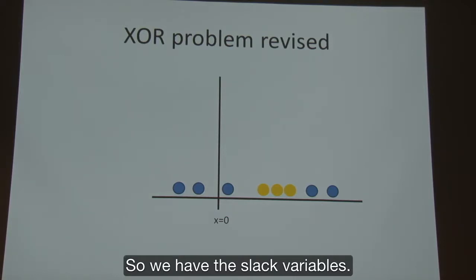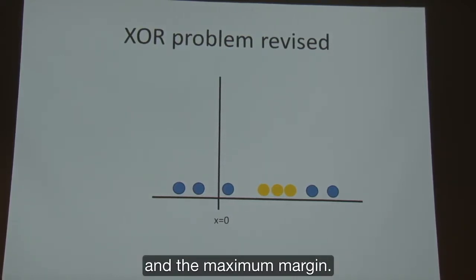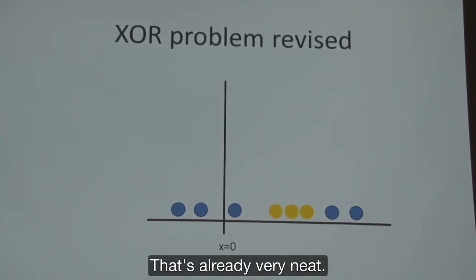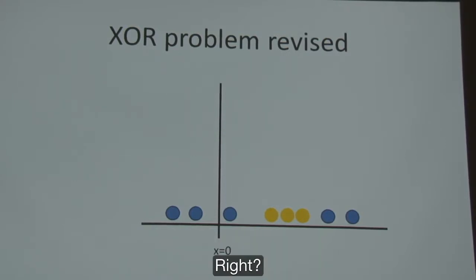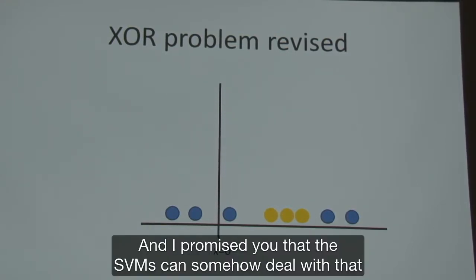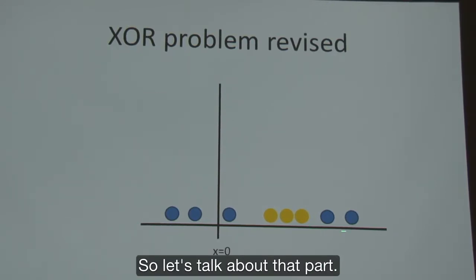So we have the slack variables, we have the separating hyperplanes, and the maximum margin. That's already very neat, but we didn't solve that XOR problem yet. Right? And I promised you that the SVMs can somehow deal with that and use this higher dimensional space. So let's talk about that part.